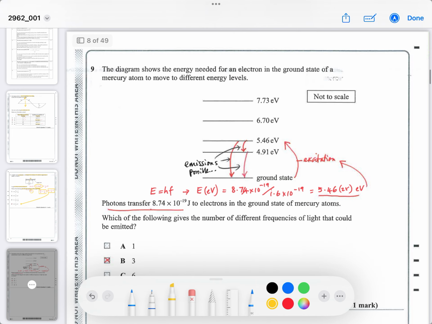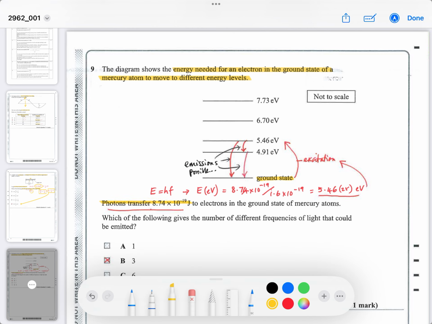Question 9 is energy levels in an atom. The diagram shows the energy needed for an electron in the ground state of a mercury atom to move to different energy levels in the atom. So the ground state is the bottom state. The photons have this much energy in joules.